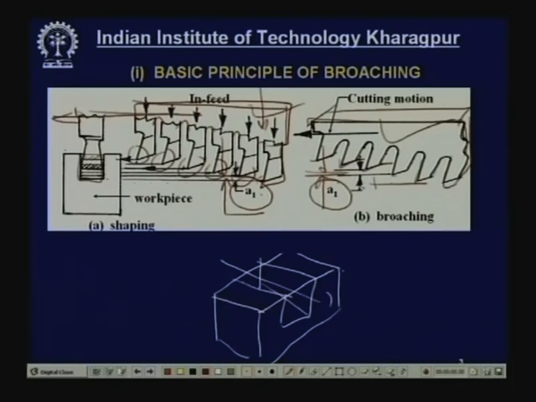What is the main advantage? Very high production rate. In one stroke you produce this job. This is a very simple job, but it can be very complicated, maybe a keyway or a spline or gear teeth and various other things. The finish and quality of the product will also be good. And this broach can be very large, like a rod having a number of teeth, maybe up to 40, even more than 40. So this is the broach, and this is the basic principle of broaching.